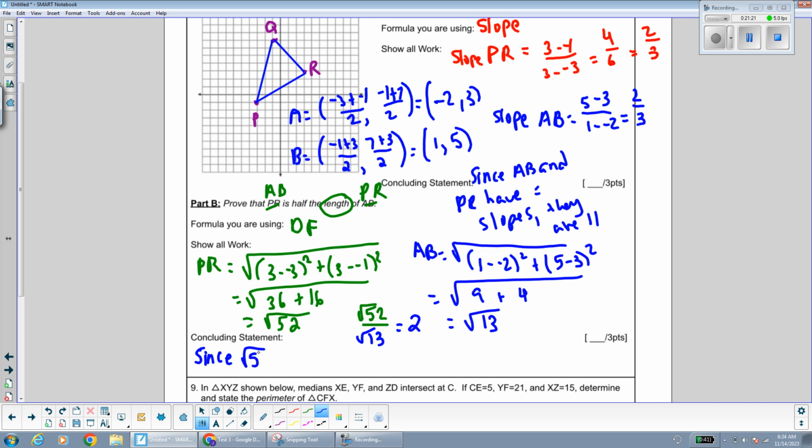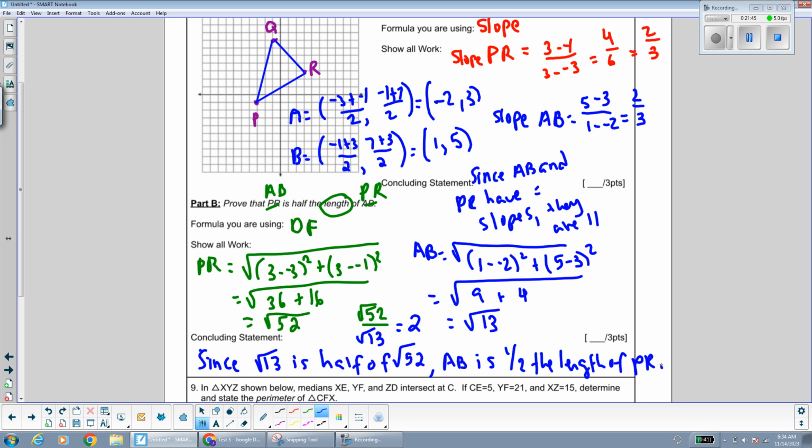Since radical 13 is half of radical 52, AB is half the length of PR.